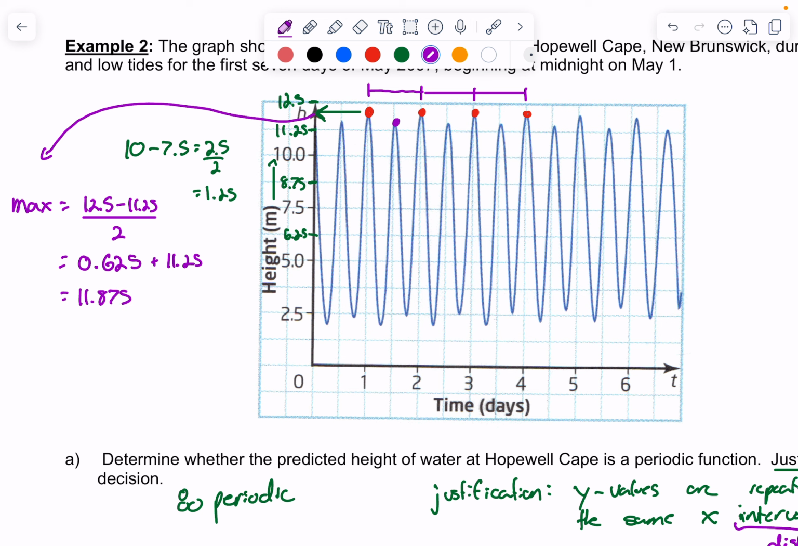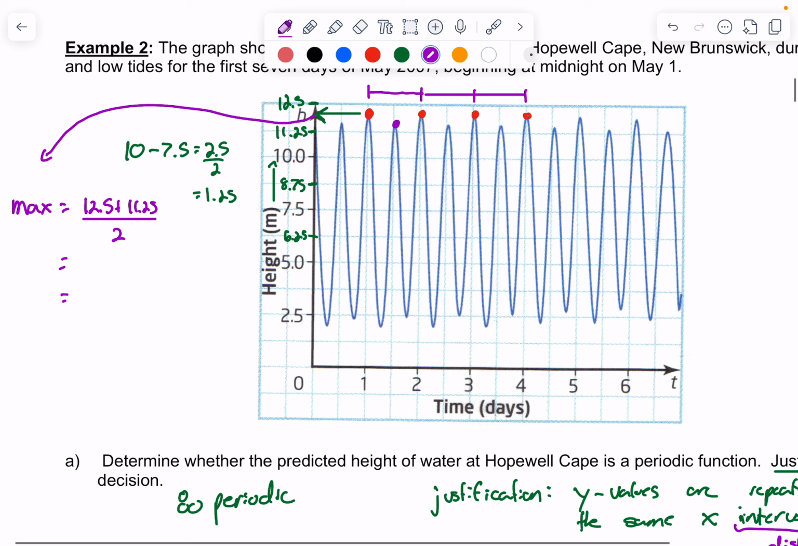Another way, if this confuses you, how I got this number, is maybe just add them. Let me do that again. That's a mistake, so forget I did that. You actually should have added these two and then found the halfway point. So 12.5 plus 11.25, divide that by 2, and you get the same answer. You'll get 11.875. That's the halfway distance between them.